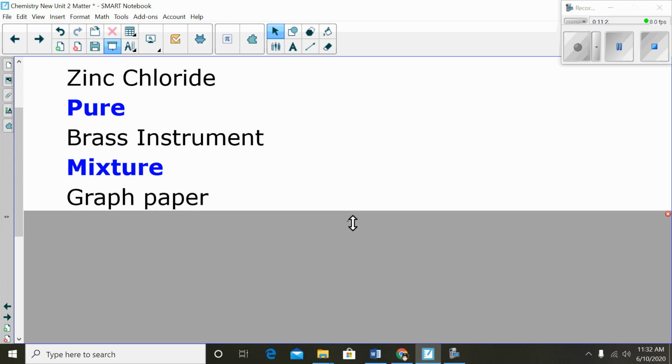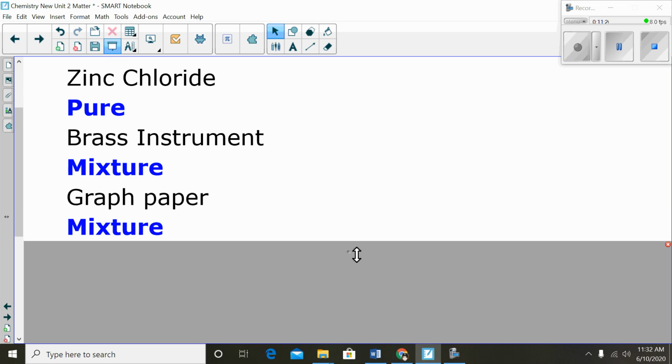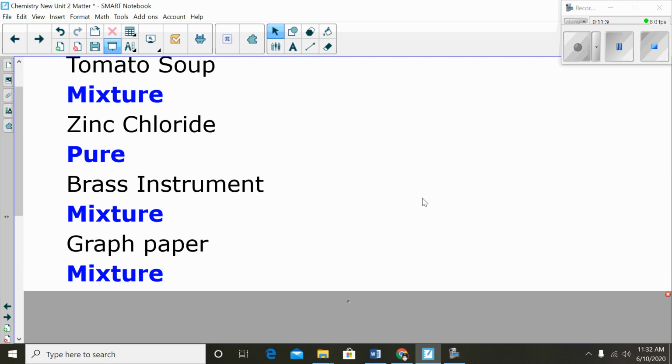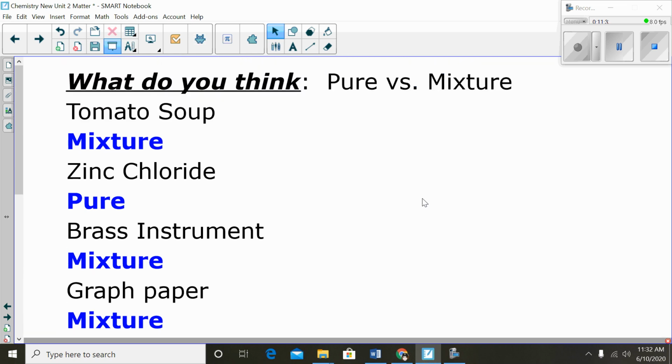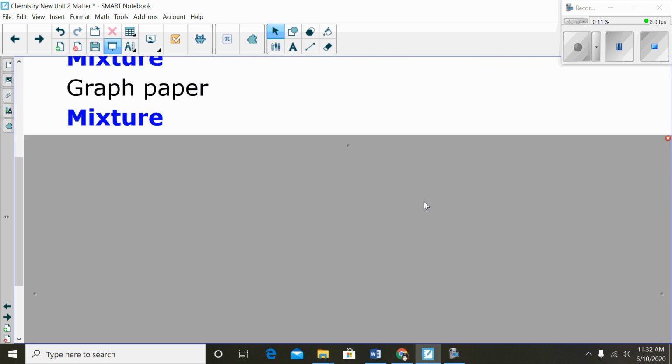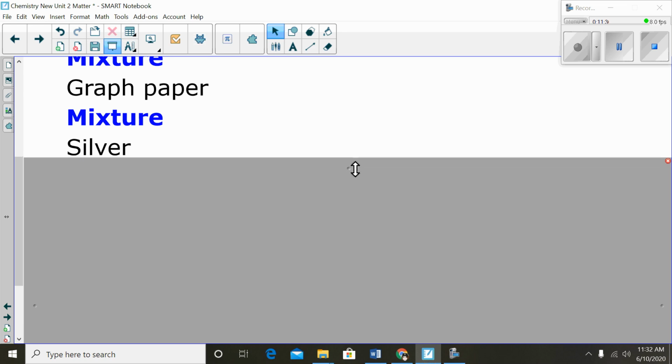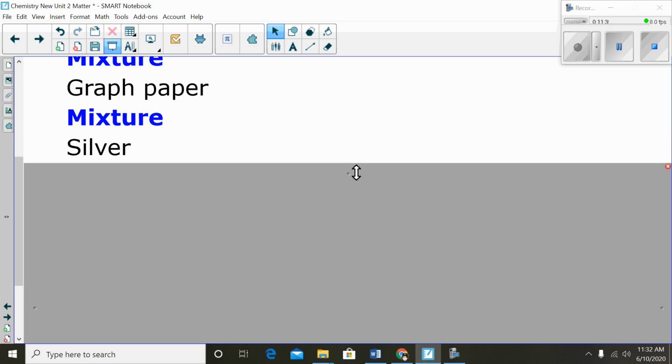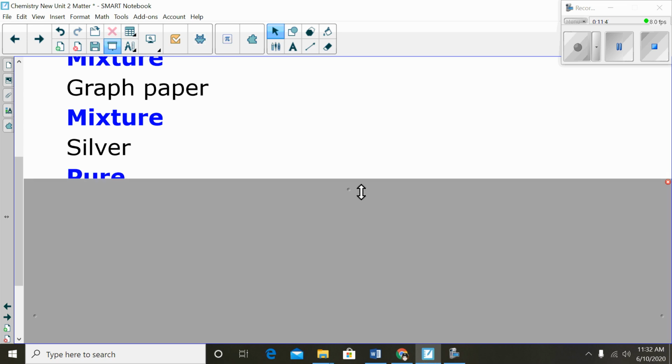Graph paper. So what do you think? This would be mixture, right? Paper is coming from something that was once living, was coming from a tree, which is a plant. So that makes it a mixture. Silver. I could have given the formula Ag. So this would be an element off the periodic table, and that makes it pure.